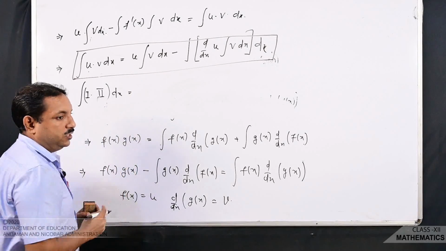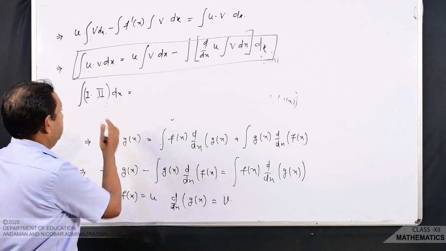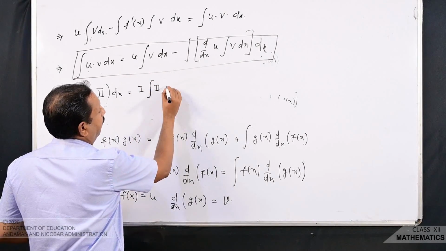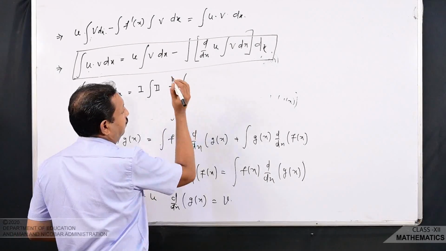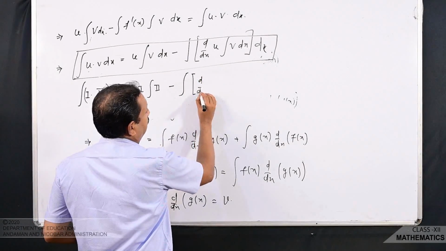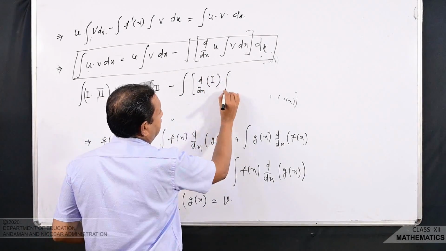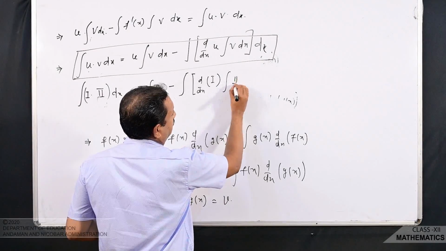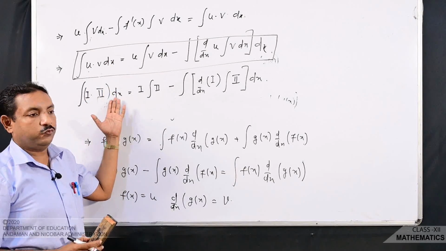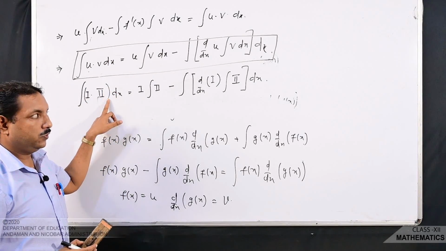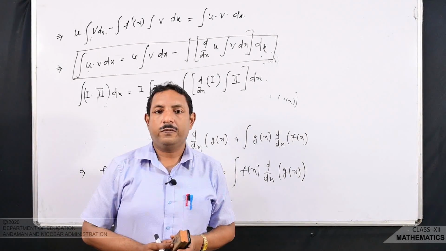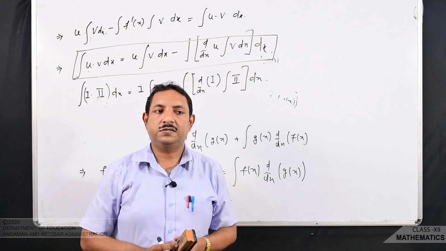That means the formula for integration by parts is: first function times the integration of the second, minus the integration of the derivative of the first function times the integration of the second, dx. This rule you can also write in this way, first function and second function. So, integration using this formula is known as integration by parts.